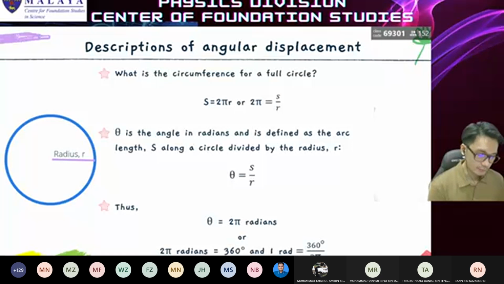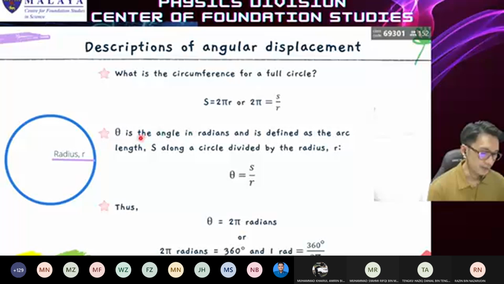Okay, then before we go further ataupun before I define what angular displacement is, saya akan describe a bit of parameter that used in the angular displacement. Okay, first sekali, what is the circumference for a full circle? Macam kita dah belajar since sekolah menengah. Okay, circumference of a full circle is 2 pi r. 2 pi tarapkan dengan the radius. And then we just change the 2 pi to the right and to the left hand side. It is equal to the S over r.